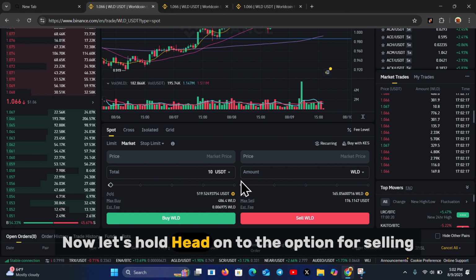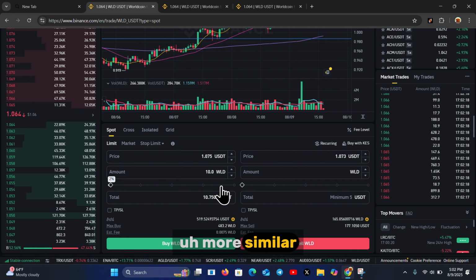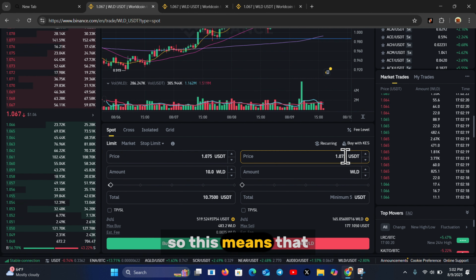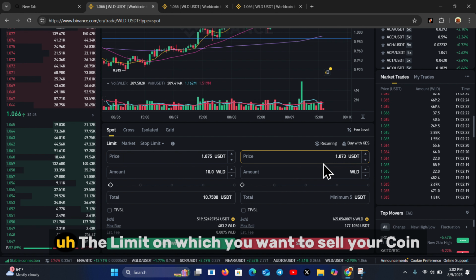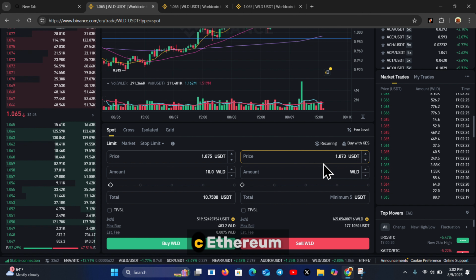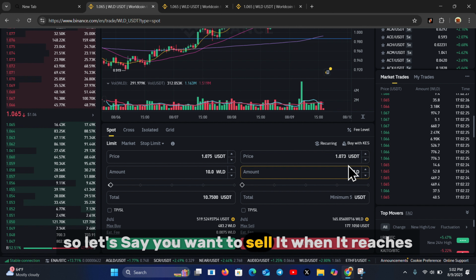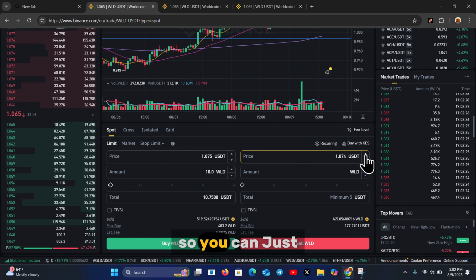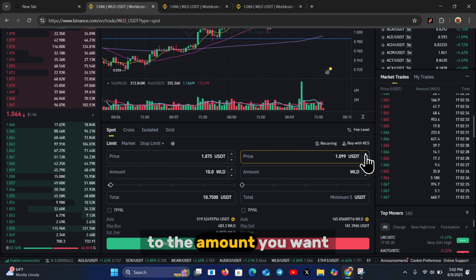Now let's head on to the option for selling. The option for selling is more or less the same, because you can see we also have the limit. This means that you're going to set the limit at which you want to sell your coin. It can be Worldcoin, BTC, Ethereum, Solana, any coin. So let's say you want to sell it when it reaches around 2. You can just increase the limit to the amount you want.